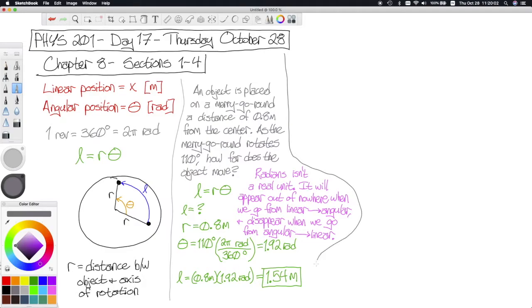So pretty straightforward so far. The distance L in that previous problem is known as an arc length, and there are other ways to find it, but that equation in green is the one that we're going to be using.